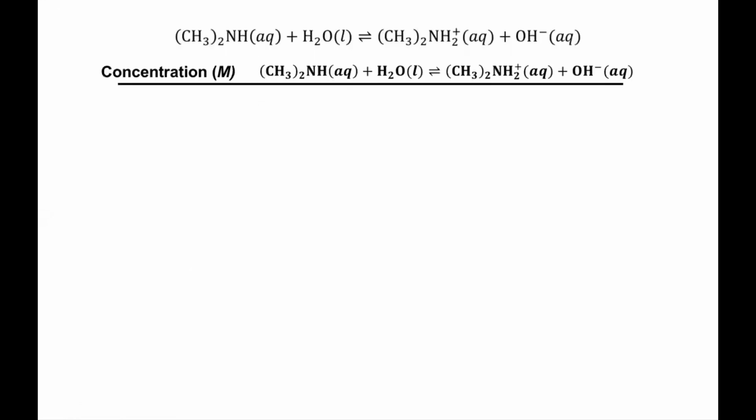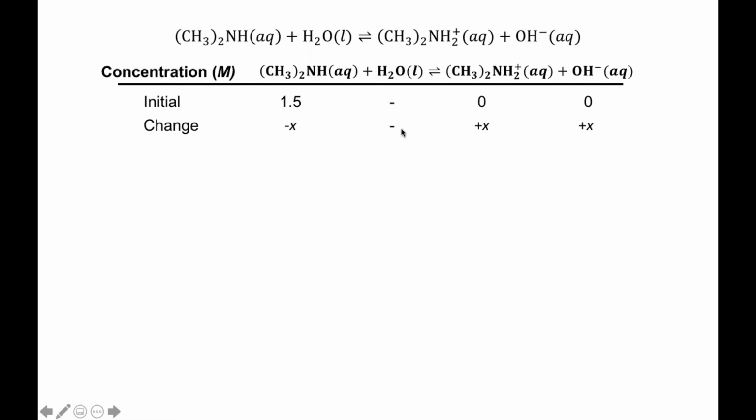So here is our balanced equation, and then the start of our reaction table. We've taken our balanced equation, which is dimethylamine plus water gives us dimethylammonium plus hydroxide, and filled that into our table. We have our initial concentration, which was 1.5 molar, which came from the question. Water is the solvent, so it's effectively unchanged. Then the other two are 0 initially.